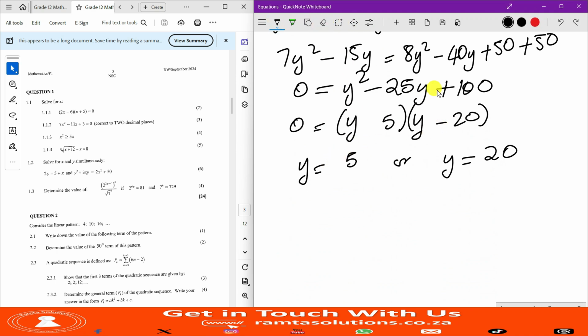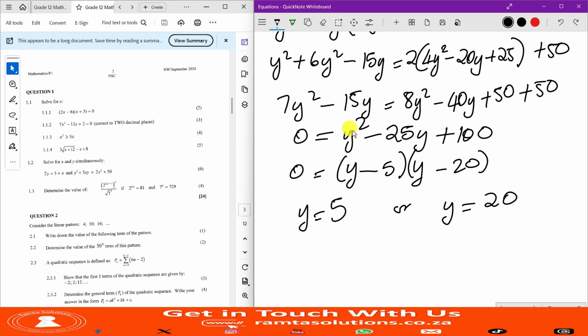So let me fix this. Is the bigger taking the negative sign? No, both are negative, all right? Both are negative because 100 is positive. So y equals 5 or y equals 20. Thank you, guys. So y equals 5, isn't it? So it's correct. y equals 5.